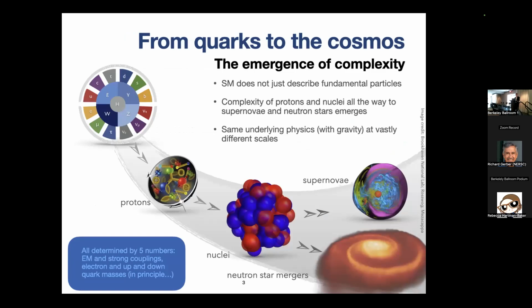As well as the fundamental particles in this model, the standard model really also describes the emergence of complexity. So it describes things like protons, which are already extremely complicated objects, nuclei, and all the way up to neutron stars and supernovae. Well, of course, gravity is important. We'll talk about those as well. And in principle, the same physics is really describing everything going on at these different length scales. And for most of it, you can boil it down to about 5 parameters in the standard model that actually affect this. Of course, this is in principle, and actually calculating these things is an extreme challenge.